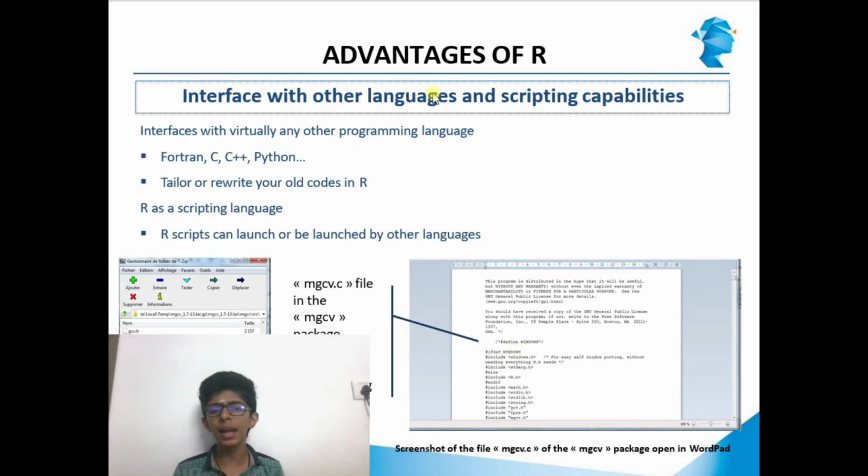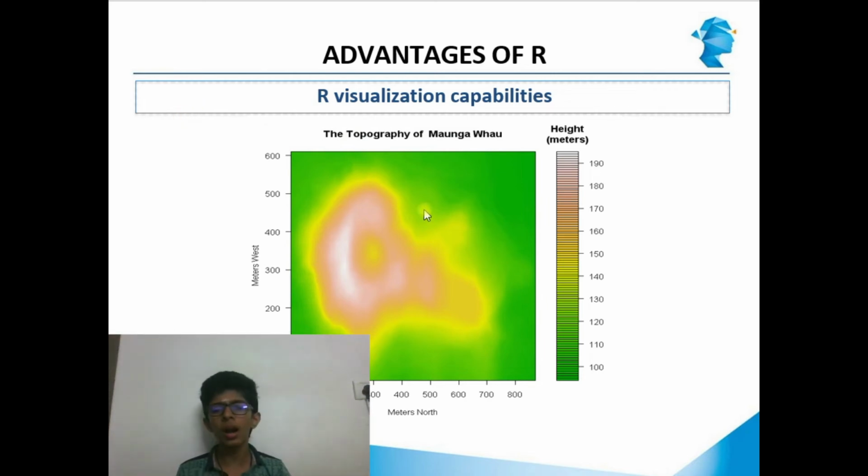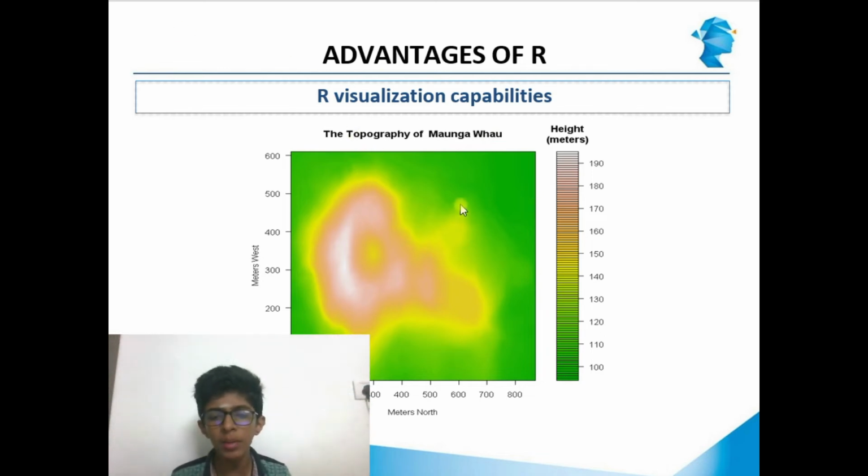Okay, interface with other languages and scripting capabilities. R can interface with virtually any programming language: Fortran, C, C++, Python. You can tailor or rewrite the old code in R. R serves as a scripting language, and R can be launched from other languages also. This is the best one, right? Yes. And R visualization capability. Actually R has high-quality maps and it can visualize anything easily, and maps of the north and south display this view perfectly, as you can see.